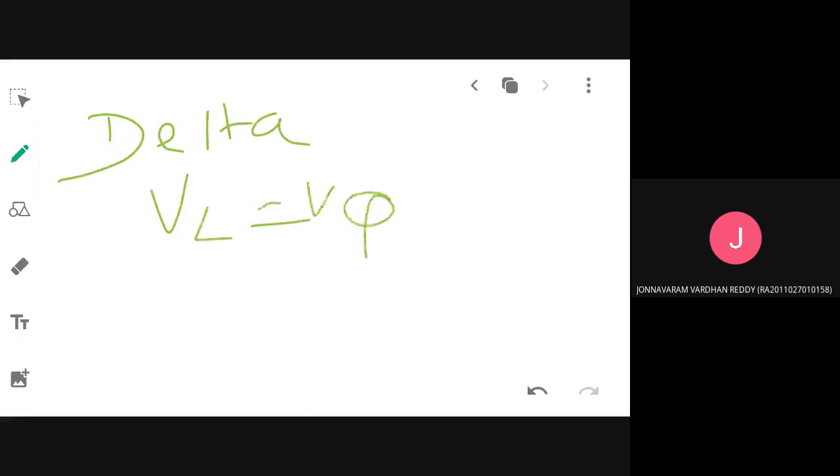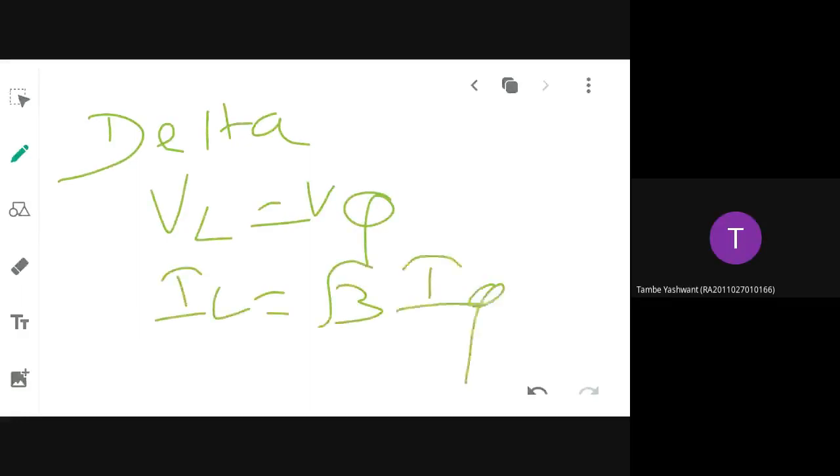Now suppose I am considering delta, then VL will be equal to V phase, and IL will be equal to root 3 IP. Okay, remember this equation. Problems will come from this part for SPM, MCQs will come from this part. So you need to remember there are two ways of connecting.